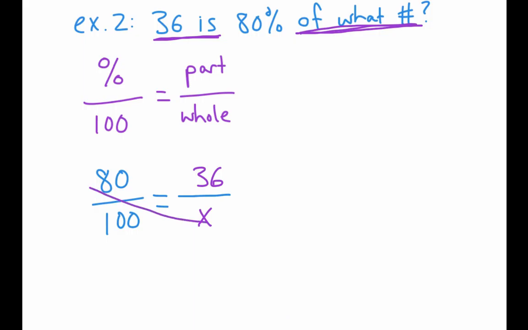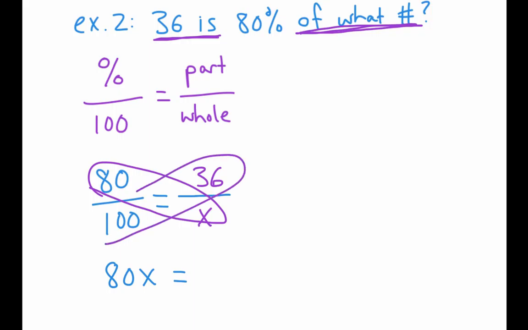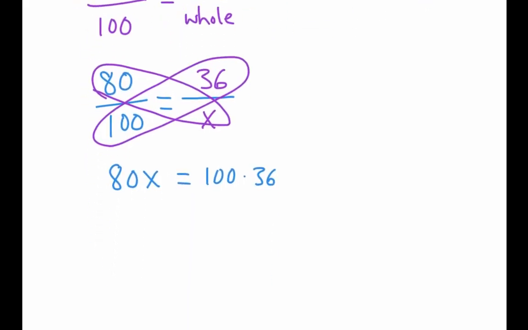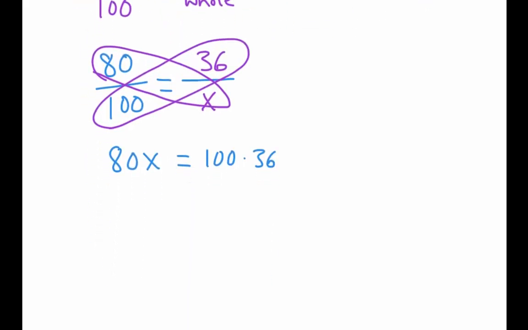So I'm going to do my 80 times x. That gives me 80x equals, then I have 100 times 36. And you could say, well, what's done to x? We need to undo that. X was multiplied by 80, so we divide both sides by 80. I'm going to do an extra step because some people, I maybe lost them in that last one. And they like doing 100 times 36 first, and you'll get 3,600. So maybe you like simplifying it a little bit.